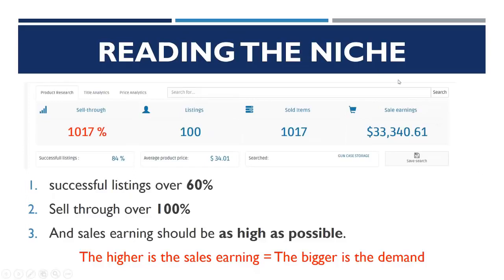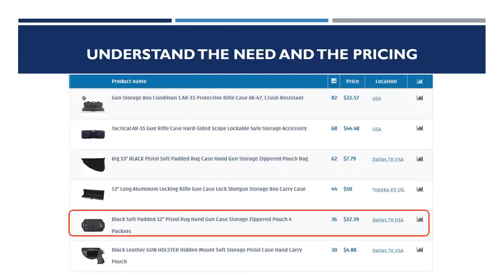Okay, so after we research the niche, we understand that this is a good niche. Now we want to understand what products are selling in this niche, what the prices are, and everything. So, understand the need and the pricing. We can see here the need is very simple. People need cases for their gun. We have different sizes of cases, waterproof, soft, for a small gun, for a big gun, or we have bags or whatever.